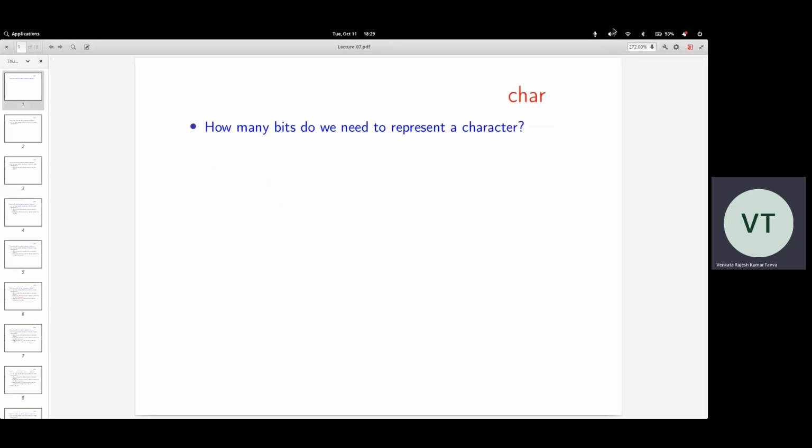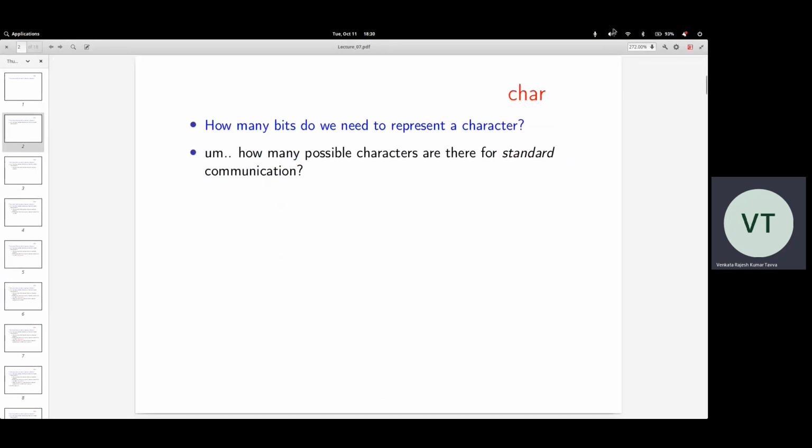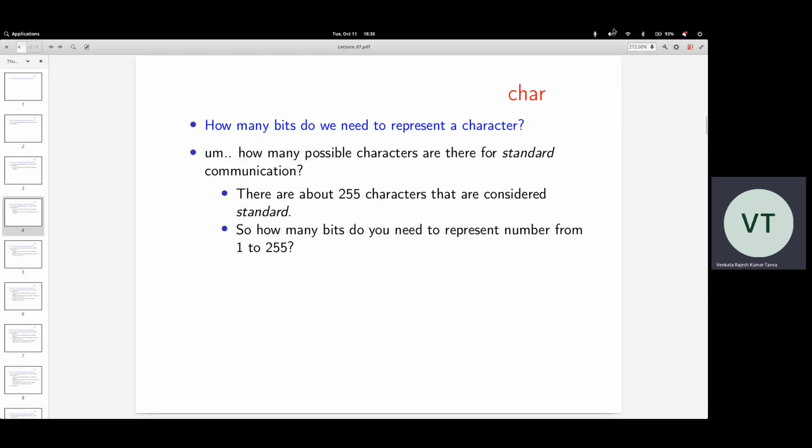Okay, this is all done. How many bits we need to represent a character? Standard communication, we know around 255 characters are considered standard. How many bits do you need to represent number from 1 to 255? It's a bad question. The better question is, what is the least number of bits we need to represent numbers from 1 to 255? Because imagine I want to represent number 256. Right? Now, how many bits do I need? Number 256 cannot be represented using 8 bits.